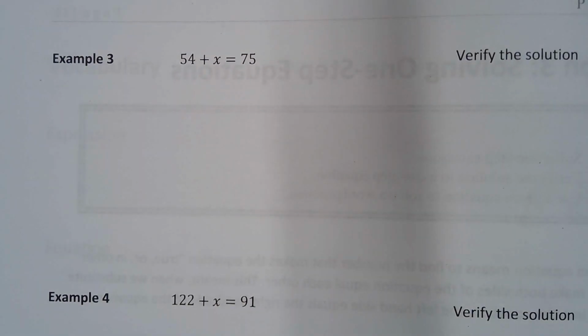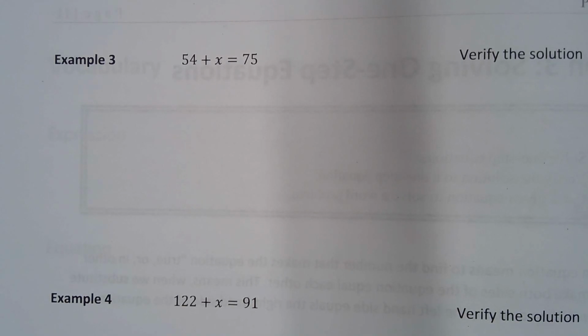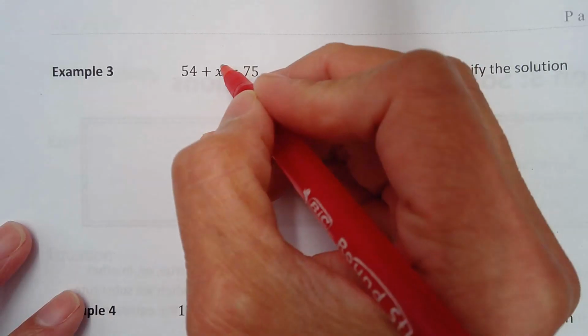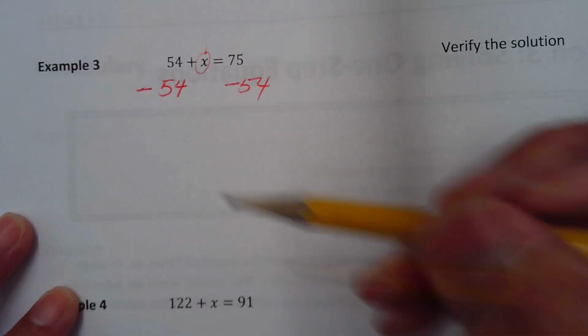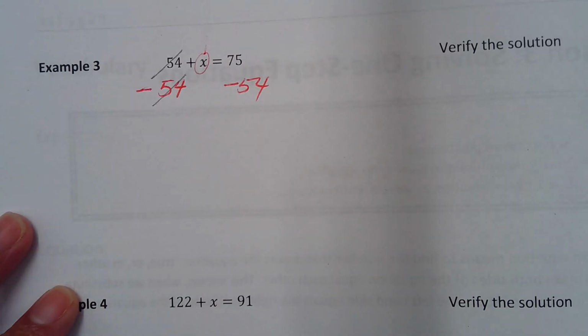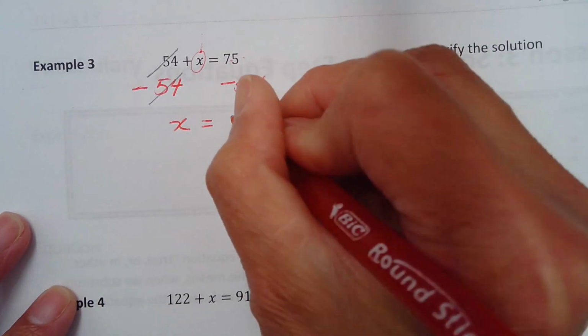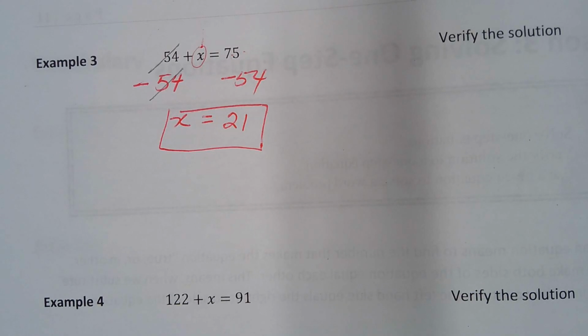Okay, here, what's happening with the x? 54 got added to the x. What are you going to do? Subtract 54, because we're trying to find out the x. So subtract 54. If I do it on one side, I've got to do it on the other side. So that cancels the 54, and you're left with x equals 75 minus 54, which is 21. Okay, I'm not going to verify. Leave it like that. Okay?